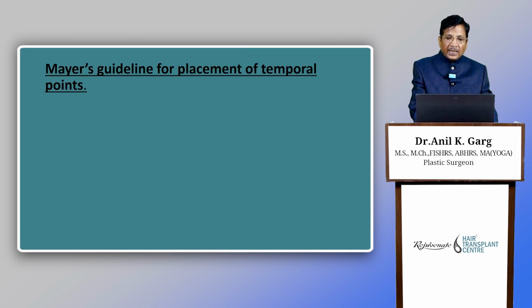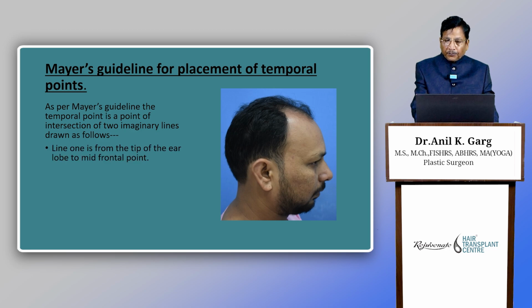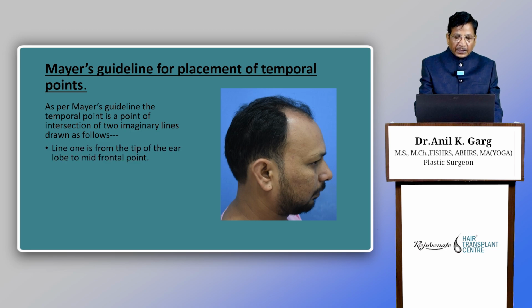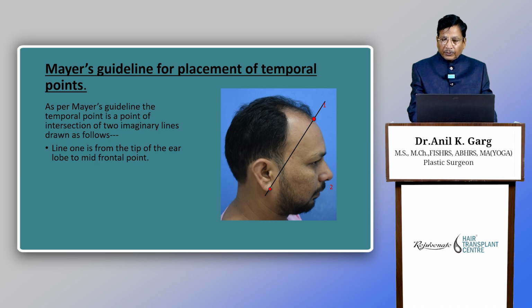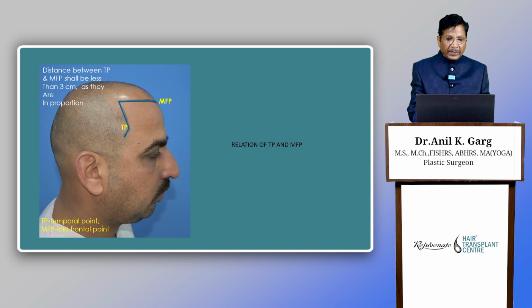So, Mayer's guideline for placement of the temporal point. As per Mayer's guideline, the temporal point is the point of intersection of two imaginary lines drawn as follows. Line 1 is from the tip of the ear lobe to the mid-frontal point. Then line 2 is from the base of the nose to the center of the pupil. So these are the two lines. Then the temporal peak point is the intersection of these two imaginary lines, and here this yellow triangle is your TP.